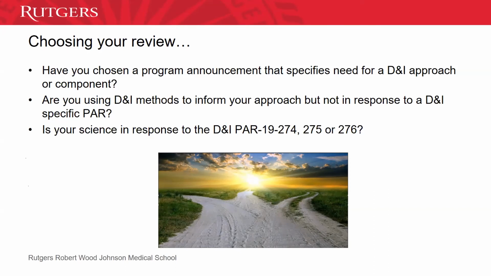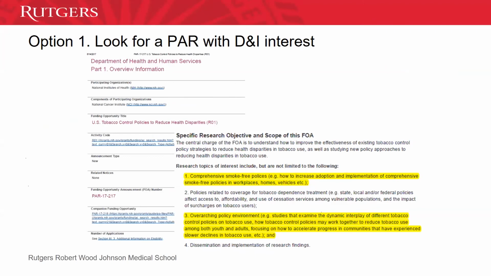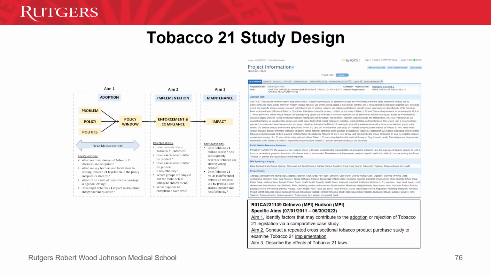So next slide. This one I'm going to go through really quickly, but one option is, as I mentioned before, you can look for a program announcement that has a DNI interest. So I currently have an R01 that's funded in tobacco policy that's looking at Tobacco 21, and it's an MPI program with Chris Del Nevo. So if you skip to the next slide, this one. It is actually focused around looking at the implementation of Tobacco 21, and we're doing case studies across the states.